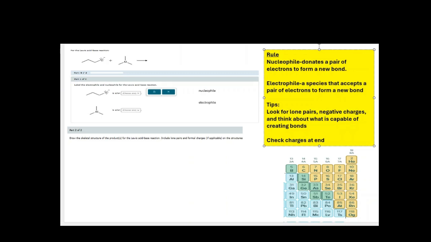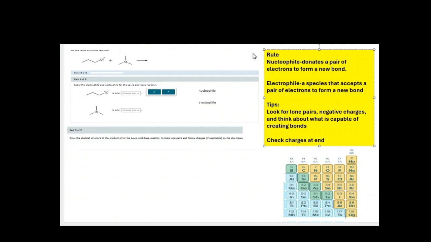Next, I'll show you how to solve the ALEKS problem: label the electrophile and nucleophile for the Lewis acid-base reaction, along with drawing the structure of the products. So what ALEKS is going to do is ask us two questions for the most part. It's going to show us these two compounds towards the top, and it wants us to label them as either a nucleophile or electrophile. And then the second part is just drawing the structure when they come together.